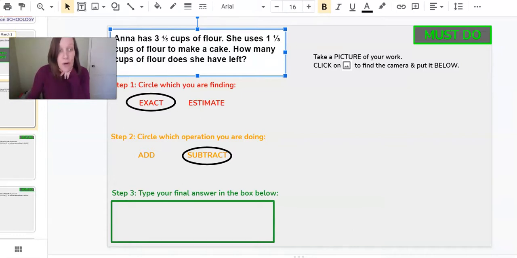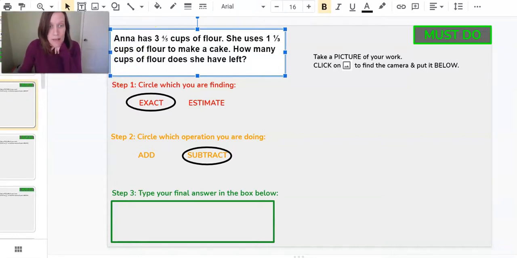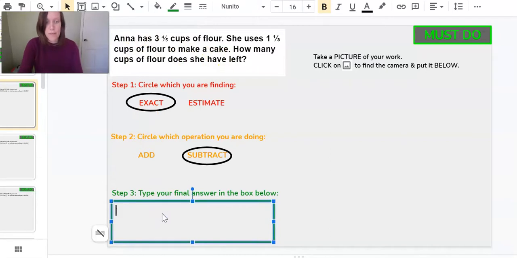So I go back to my problem and I look for the question. It says, how many cups of flour does she have left? Well, I'm going to go up here and say, well, who is she? She is Anna. So that's how I'm going to start my sentence. Anna has, and it says how many cups of flour. Well, that's what I just found out.